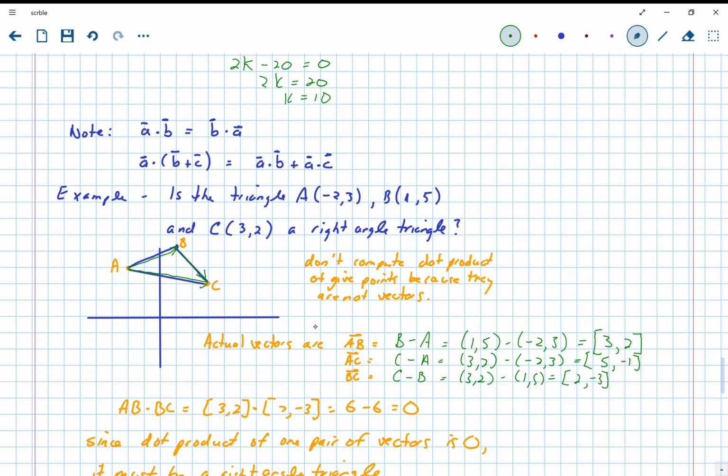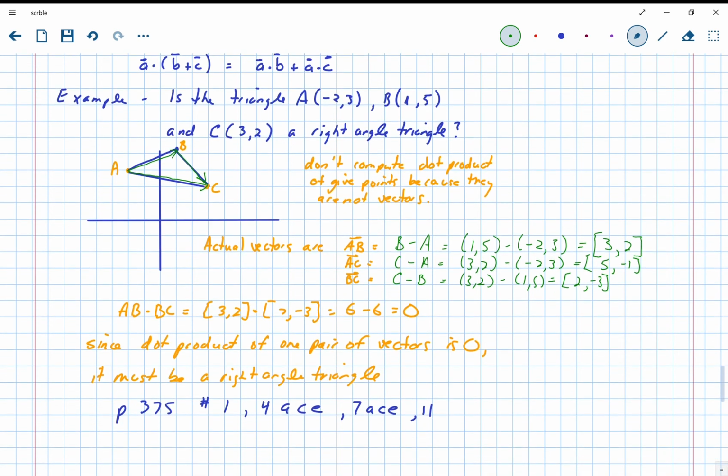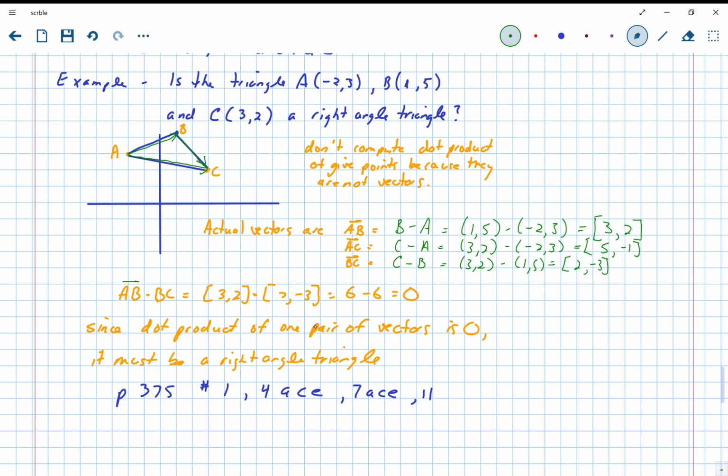Okay, now we have the vectors. Now we want to see if the dot product between any pair is equal to 0. So right away I would look and I'd say, okay, well we have 3, 2, 2, negative 3. Those look like negative reciprocals. Let's test those out. So we do vector AB dot BC, and we see that it is in fact 0. So since the dot product of one pair of vectors is 0, it must be a right angled triangle. And there is your work for today.